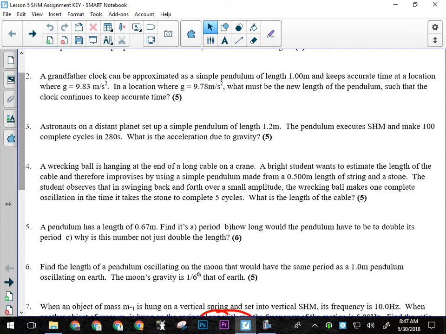You have a small pendulum that's going back and forth, right? We are looking for the length of the wrecking ball. All right, so they're telling you that the small pendulum you have made goes back and forth 5 times. I think it says 5 times, right? Yeah, 5 cycles. Okay, so the small one makes 5 cycles in the time it takes the wrecking ball to make 1 cycle. So there may be something about the small pendulum you can find out and then apply to the large pendulum. Okay.